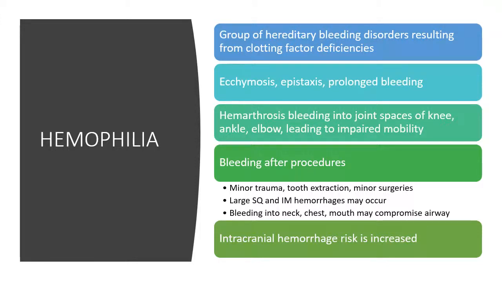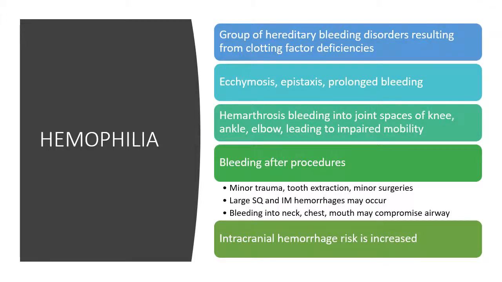There are different types of hemophilia, but two of the big ones are hemophilia A, which is considered classic hemophilia, and that's about 80% of cases, and then hemophilia B, which is also sometimes referred to as Christmas disease, and that's only about 15% of cases. Things that you may notice in a child who has hemophilia would be things like ecchymosis, epistaxis, prolonged bleeding times, or just excessive bleeding from small injuries.